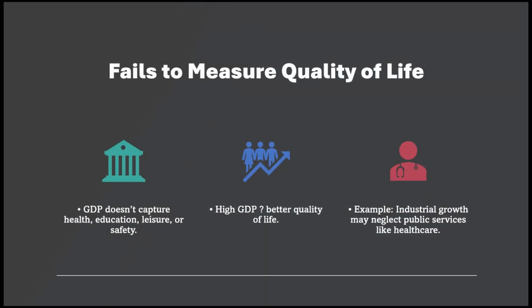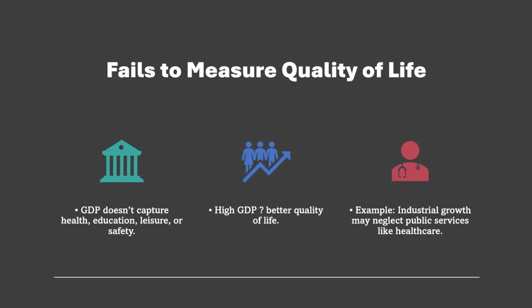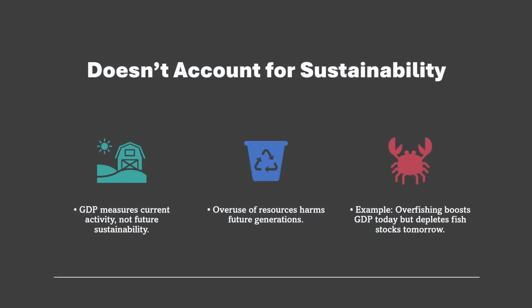4. Fails to measure quality of life. GDP doesn't capture factors that contribute to people's well-being such as health, education, leisure, and safety. A country with high GDP might still have poor healthcare, low literacy rates, or high crime levels. For instance, a nation focused on industrial growth might neglect public services, leaving its citizens with a lower quality of life.